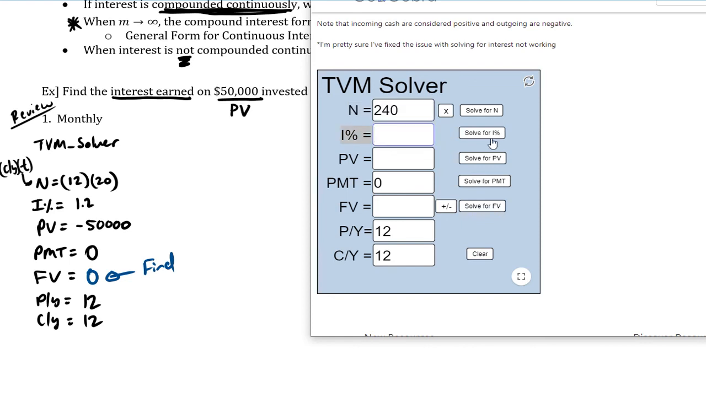So 12 times 20, and it does it for me, 240, 1.2. Here I have negative 50,000. 0 for payment, and then 0.